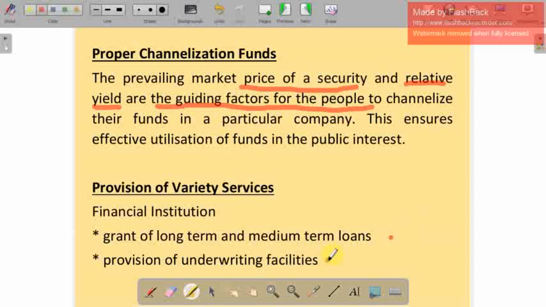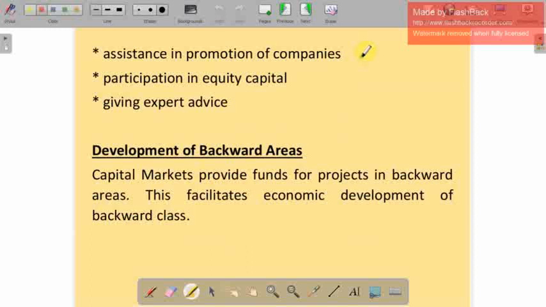We should know what the underwriting facility is. Underwriting facility means, when a company calls for public shares, public fund, at that time this type of institution invests its money directly instead of the public. They purchase the particular company's shares. That is the underwriting. Understood or not? The company sells its shares to the public, but instead of the public, the financial institution buys the shares instead of the people. So that is the underwriting facilities. And next one, assistance in promotion of a company.